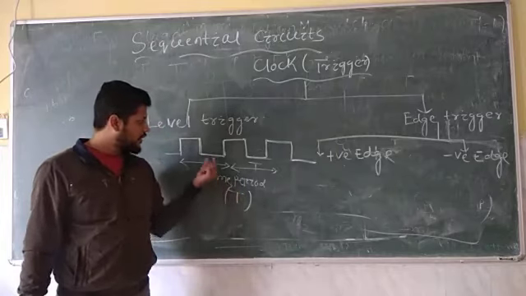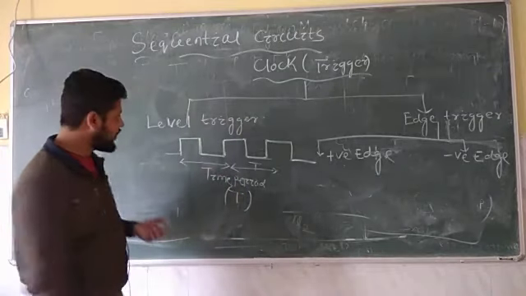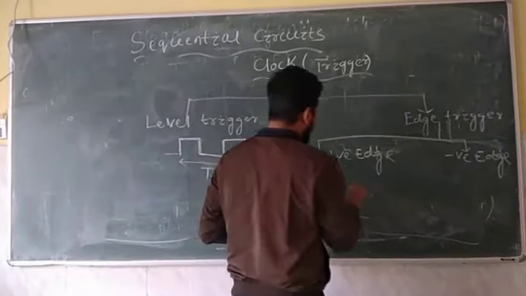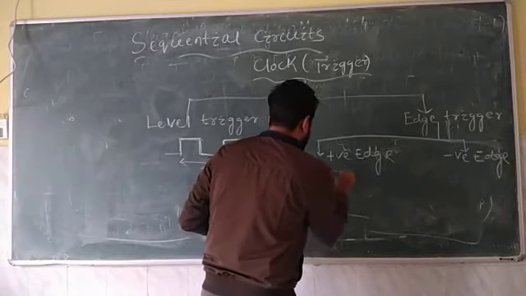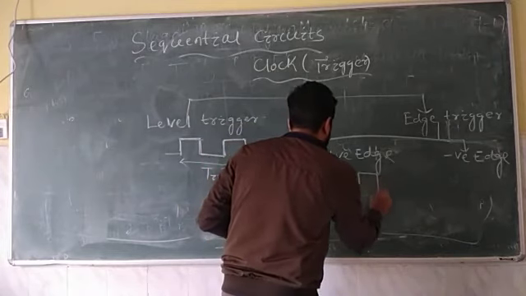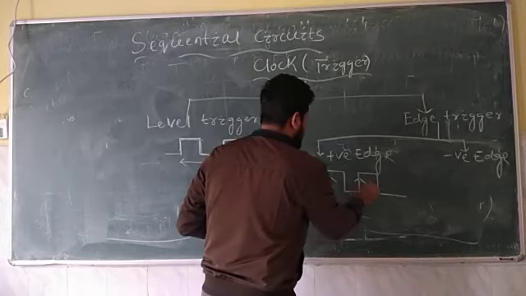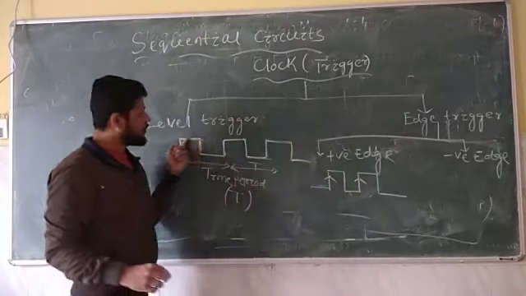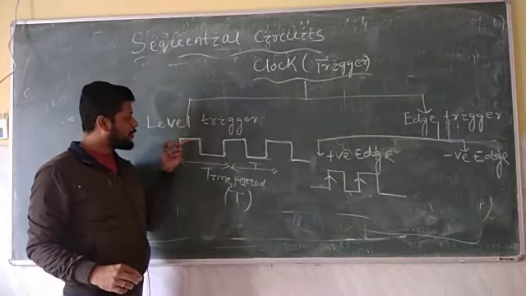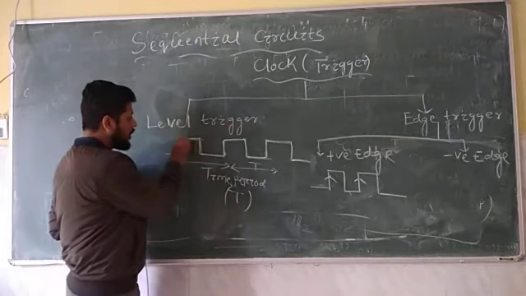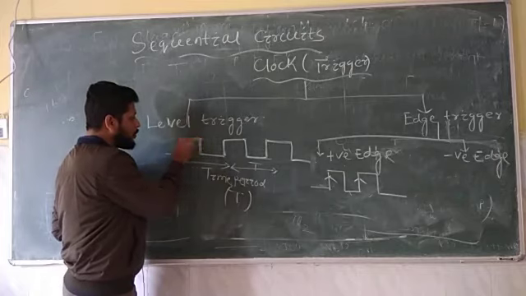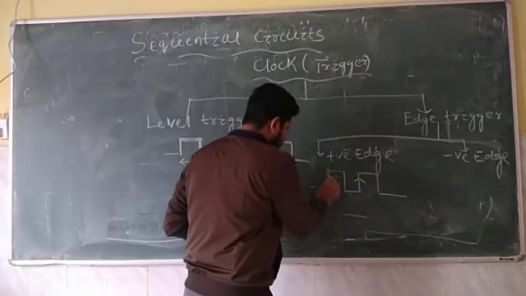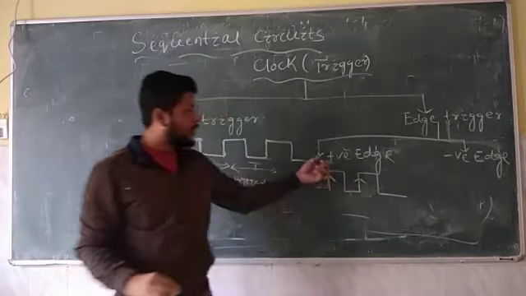So similarly here you can see, this is your level trigger circuit. In this case we will see this is your time period. Only here the circuit will respond at high level. For example, this high level will respond. So in this period only your output will be connected to the input. Here only at this instant, at this edge only. So this is your positive edge.